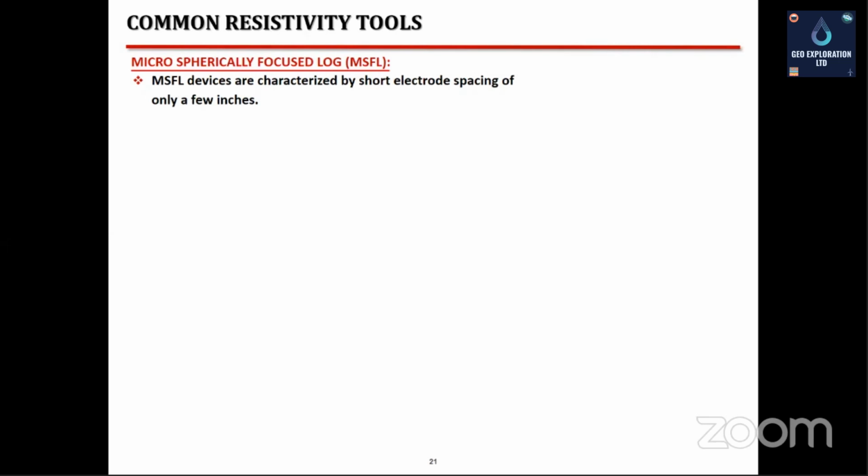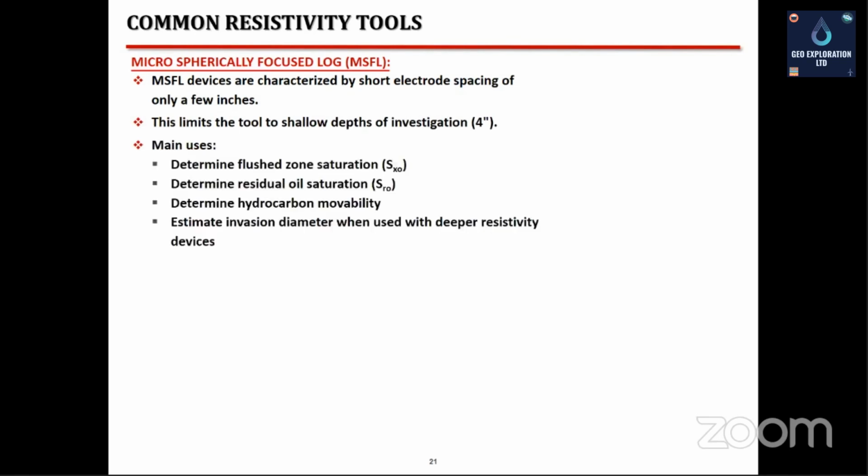MSFL devices are characterized by short electrode spacing of only a few inches. This limits the tool to shallow depths of investigation of only 4 inches. The main uses of MSFL logs are to determine the flushed zone saturation, to determine residual oil saturation, hydrocarbon movability, and estimate invasion diameter when used with deeper resistivity devices.